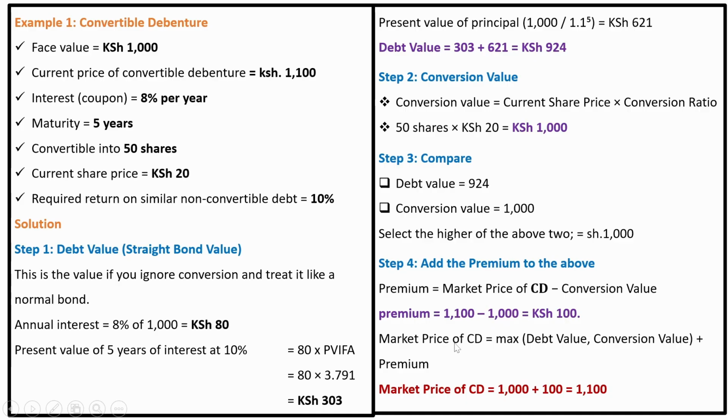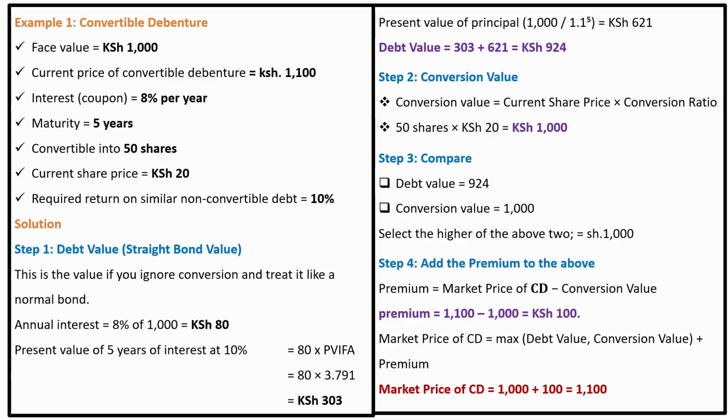So the market price of a convertible debenture is equal to the maximum between debt value and conversion value. The maximum was 1000. To that maximum we add the premium, which is 100. So 1000 plus 100 gives us 1100. And that is the market price of a convertible debenture. In other words, that is the value of the convertible debenture.